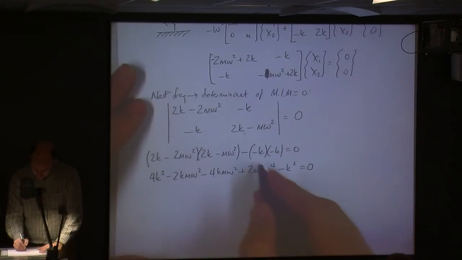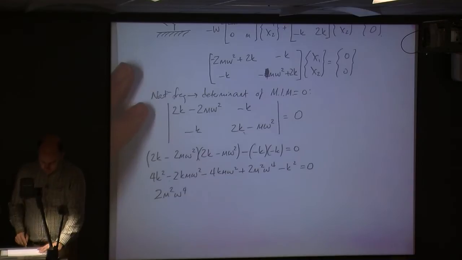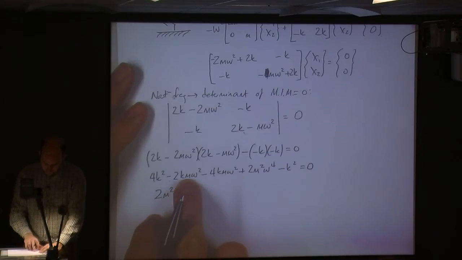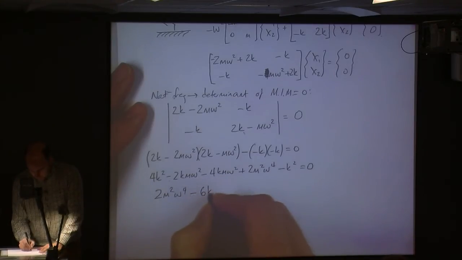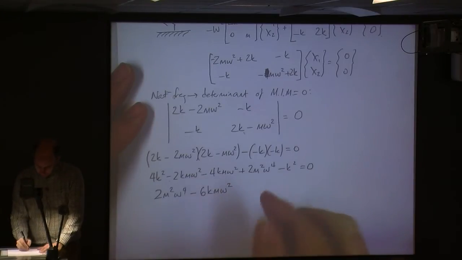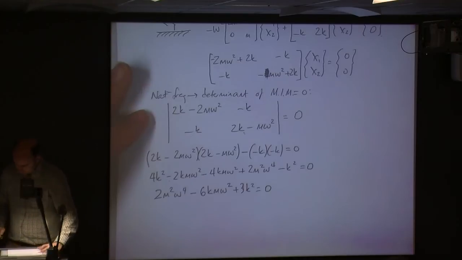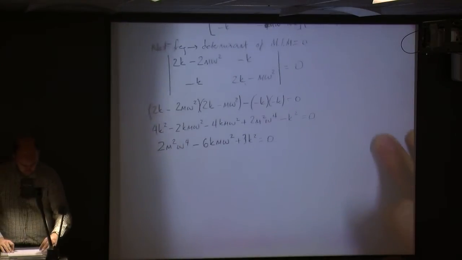So if we rearrange this to put it in terms of quadratics, we'll put the omega to the power 4 term first. Then here we've got minus 2km times omega squared and minus 4km times omega squared. And so we have minus 6km omega squared. And then here we've got 4k squared minus k squared, so that's plus 3k squared equals 0. Let's apply the quadratic formula.